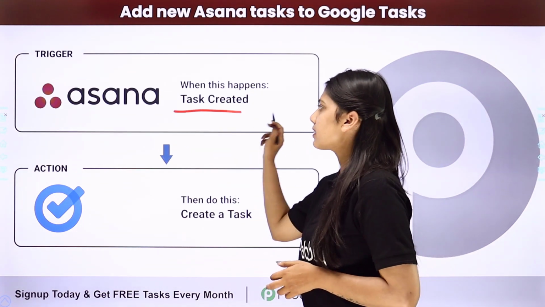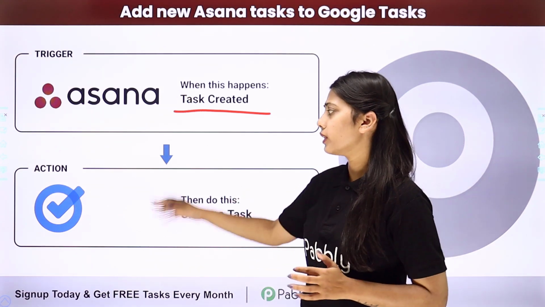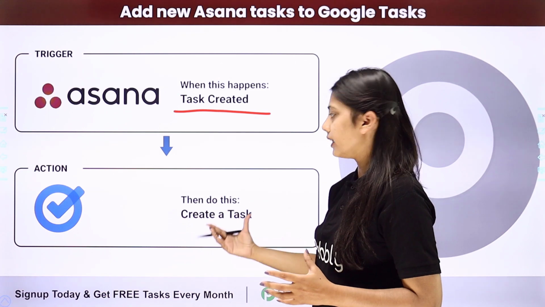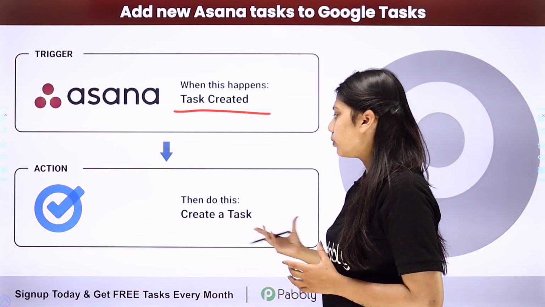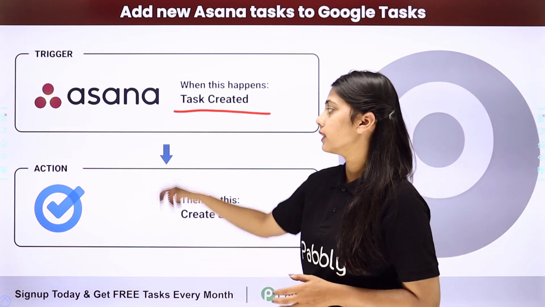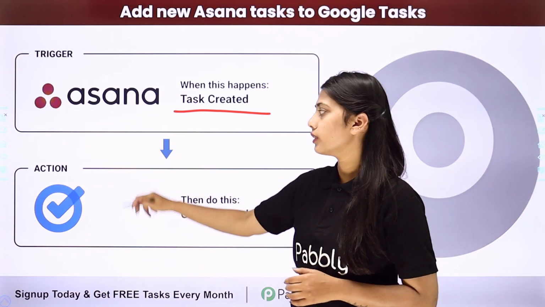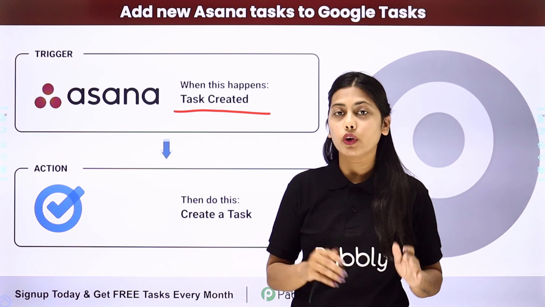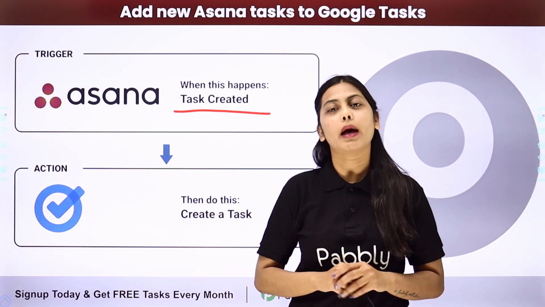So whenever a task is created in Asana and you use both these applications for some different departments, you want that task to be updated in your Google Tasks as well, and a new task should be created. But this does not work automatically because both of these applications do not have a direct connection between them. But what if I tell you we can automate this process with the help of Pabbly Connect?